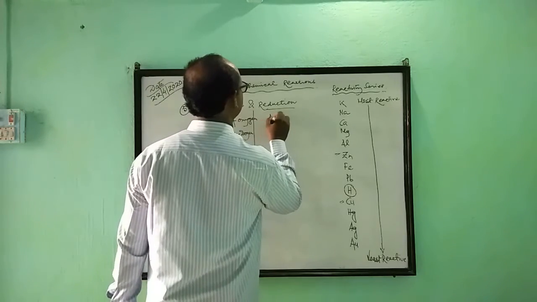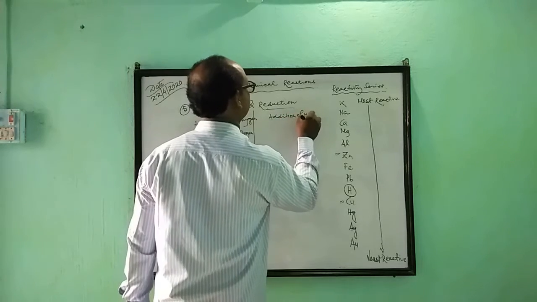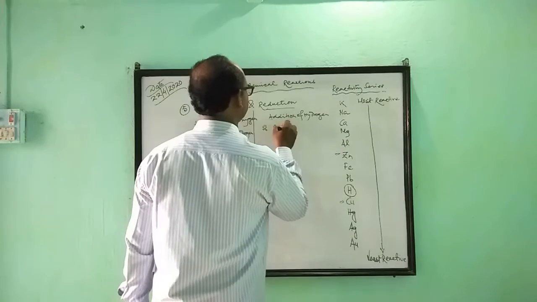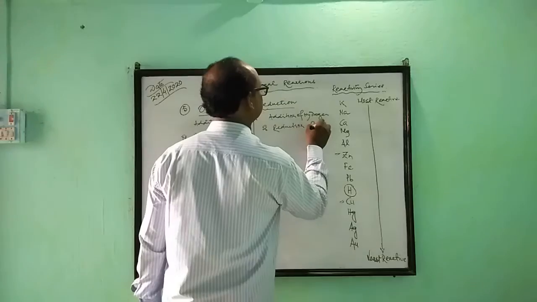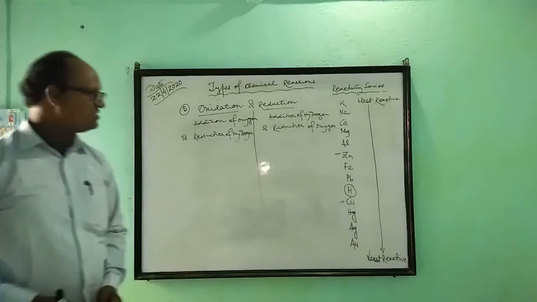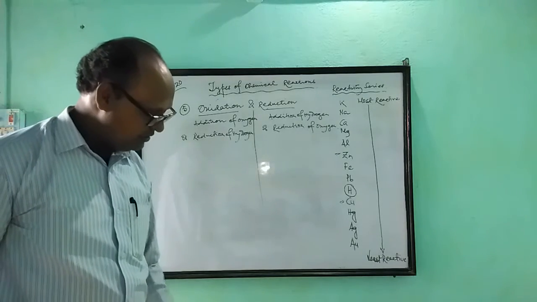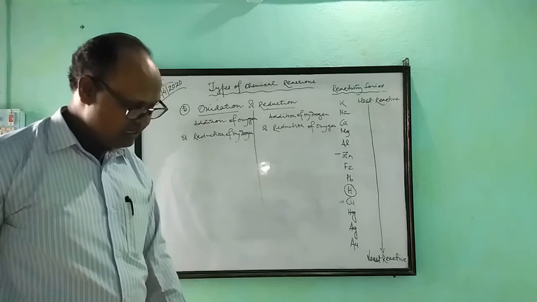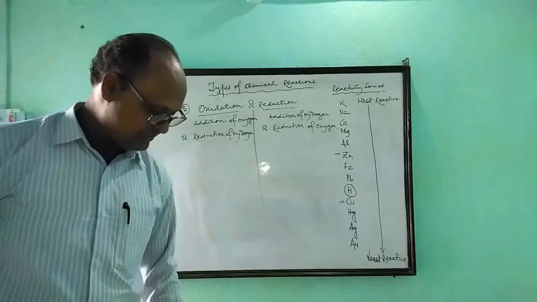Reduction is the addition of hydrogen or removal of oxygen. This is the main difference between oxidation and reduction. In oxidation, oxygen is added, and in reduction, hydrogen is added or oxygen is subtracted.